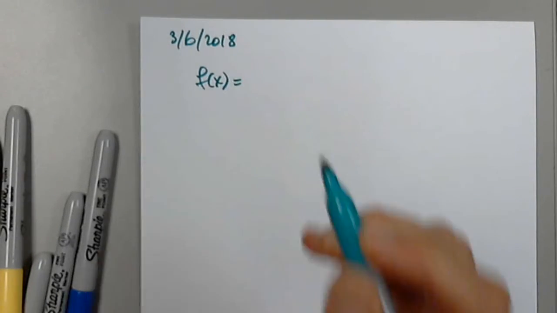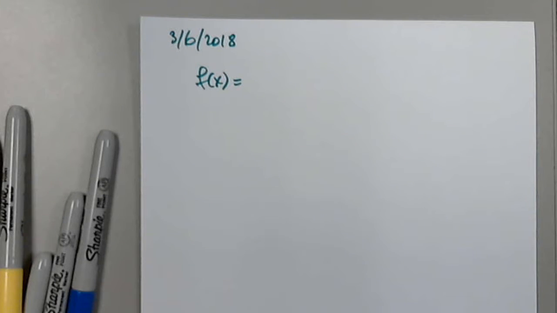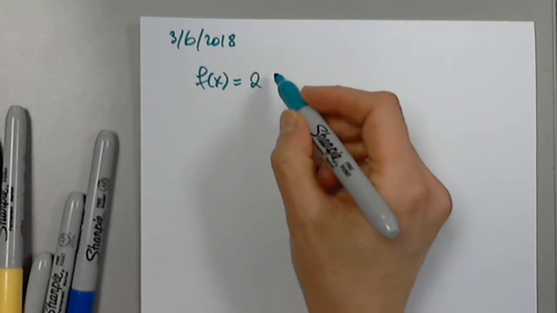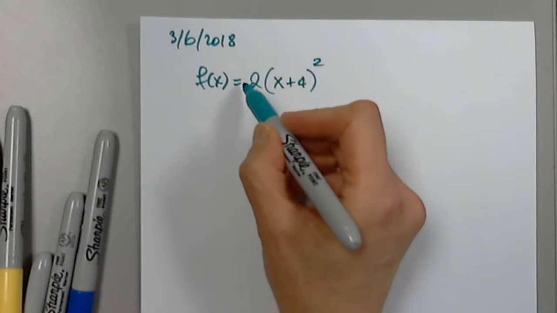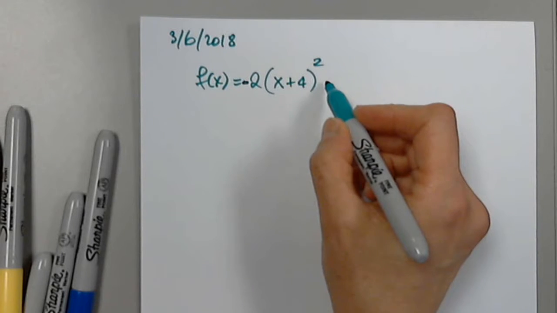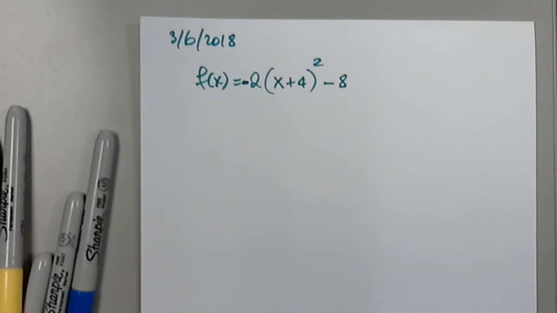So let's look at a problem like the following. Let's say a quadratic function is given to us in the following way, with minus here, and let's say minus 8. Is this a quadratic function? Yes. And what is special about it? It has the square completed. It has the completed square in it.